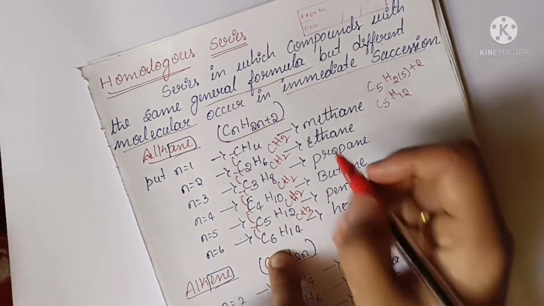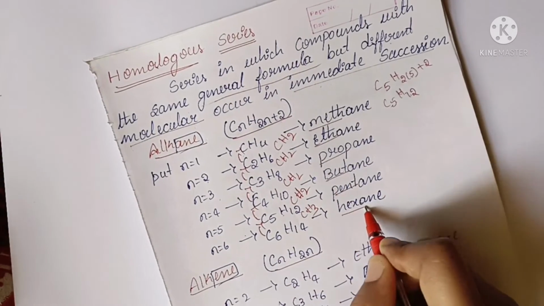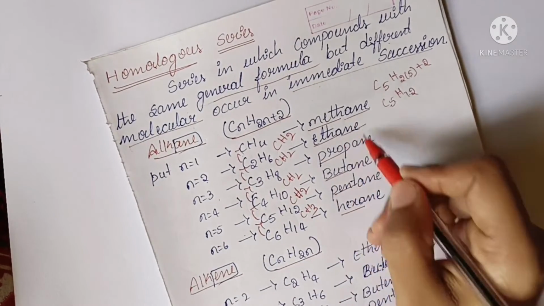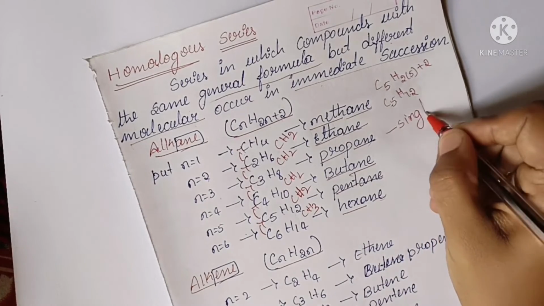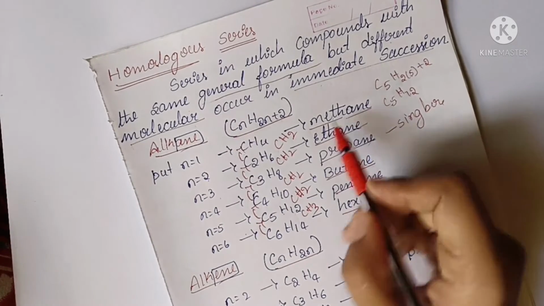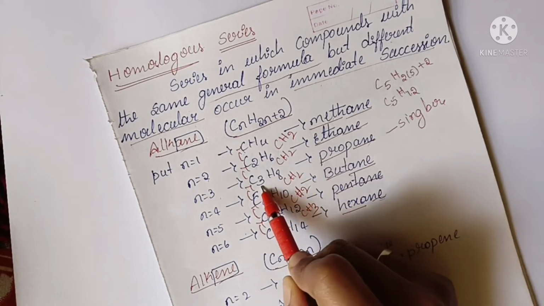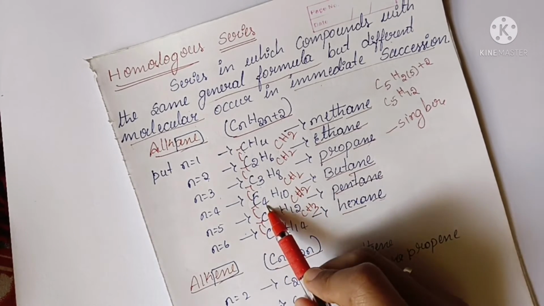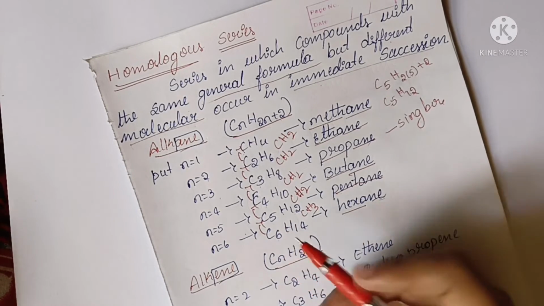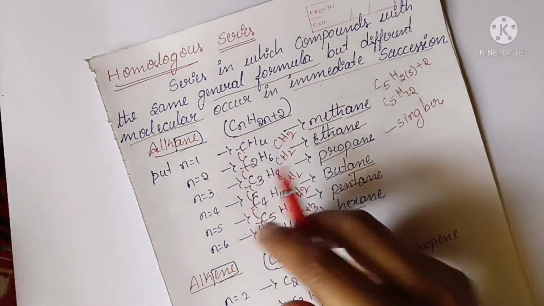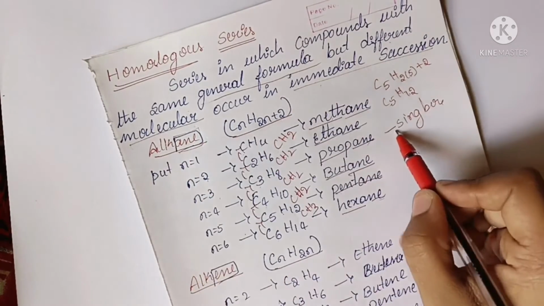And just remember here the prefixes meth, eth, prop, but, pent and hex. All of these indicate that this is a single bond. Meth indicates only one carbon. Eth indicates 2 carbons. Prop indicates 3 carbons. But indicates 4 carbons. Pent indicates 5 carbons. Hex indicates 6 carbons. This list goes on increasing. This is for the alkane, A-N-E, that is a single bond.